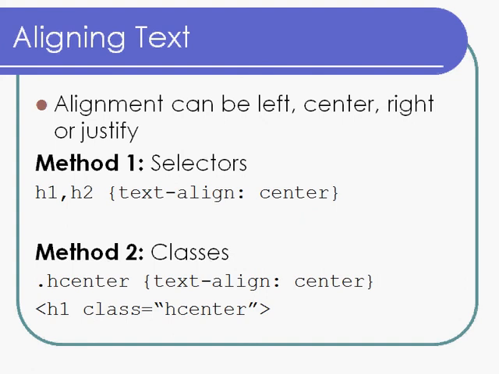text-align is the new property here. And you have several values: left, center, right, justify. And I chose center in this particular example. Method 2 uses classes. Again, a dot, and hCenter is the name that I arbitrarily chose for the name of my class. Text-align center. When I want to apply this class, I just find the tag that I want to apply it to, and I add the class attribute, class equals, quote, hCenter, close quote.